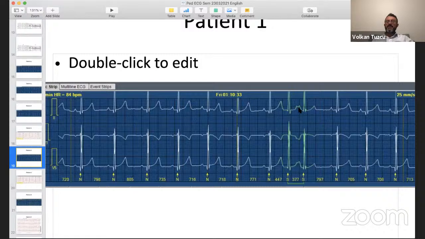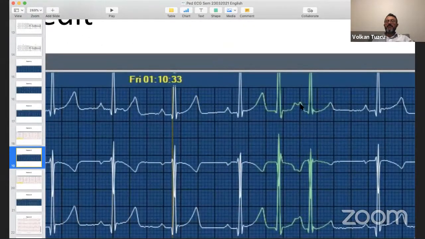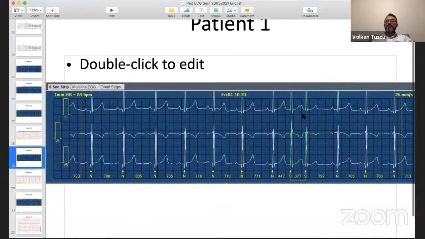There's no PAC. This P comes at the expected time, and actually even the morphology is the same. This comes at the end of the T wave. You look at this, it is the same P wave as here and at the expected time. So this P didn't come earlier than the expected sinus.